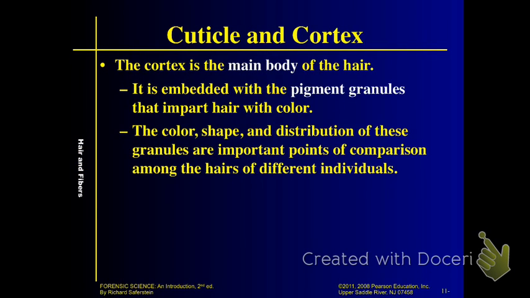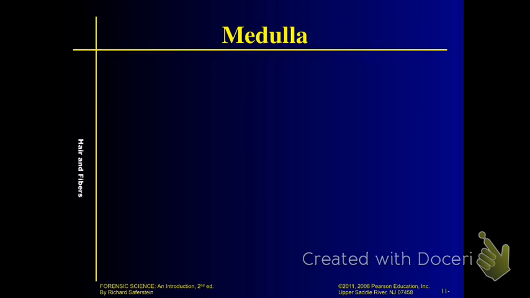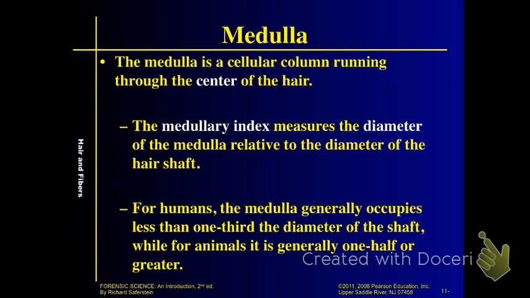So the cuticle is the outer covering of the hair. The cortex is the main body of the hair, the main part of the hair strand, and that's where we have pigment granules that give the hair its color. Depending on the person, the color of the pigment granules, the shape and the distribution of these pigment granules can individualize hair strands. And then we have the central core of the strand of hair, which is called the medulla.